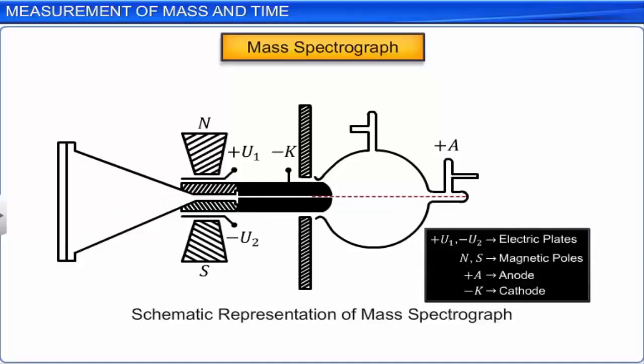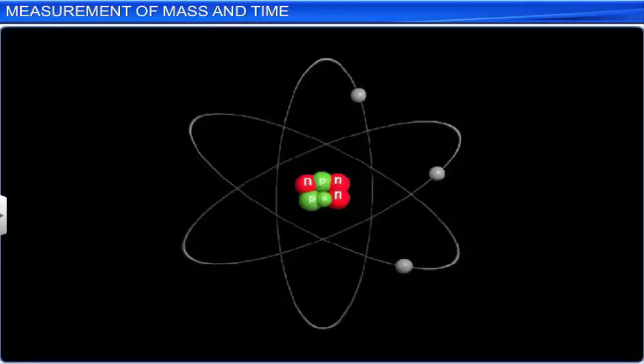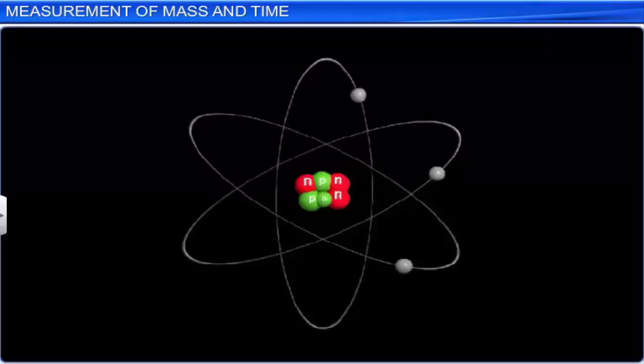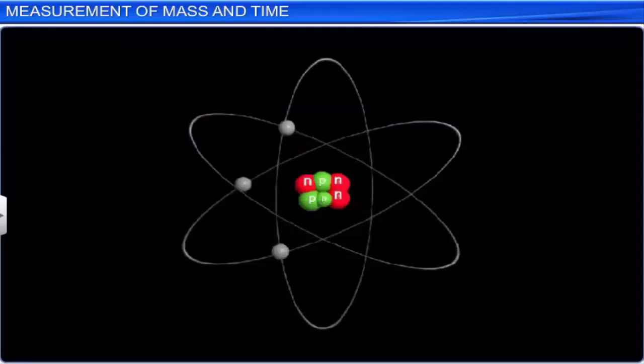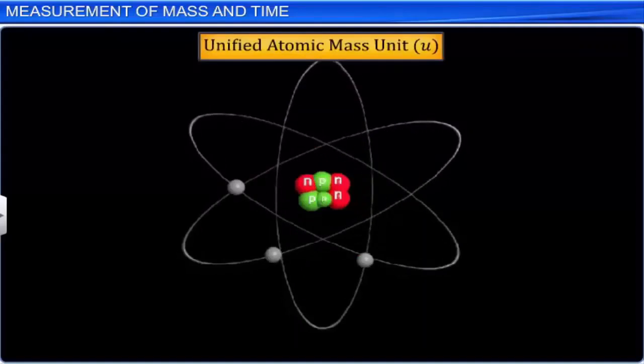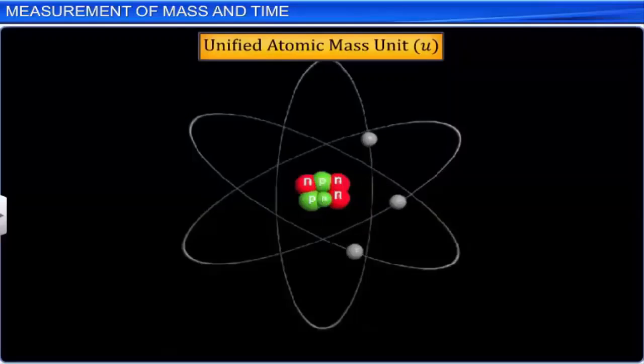The usage of the unit kilogram is not convenient for measuring the masses of the particles like atoms or molecules. Hence, for measuring the masses of the particles like atoms or molecules, a convenient unit called Unified Atomic Mass Unit, referred to as AMU in short, was established. The symbol of Unified Atomic Mass Unit is u.